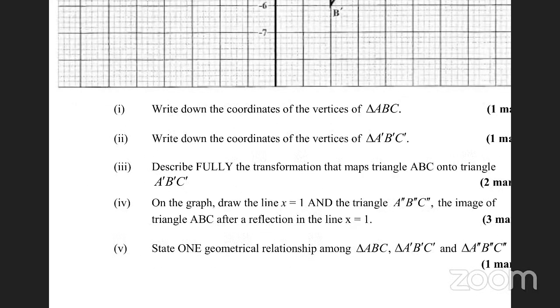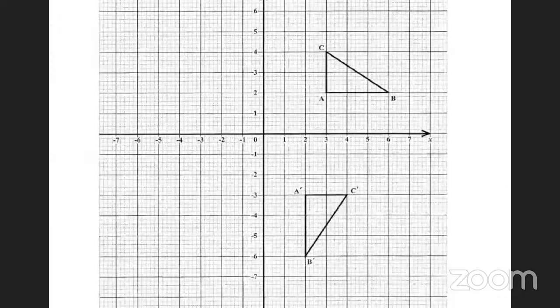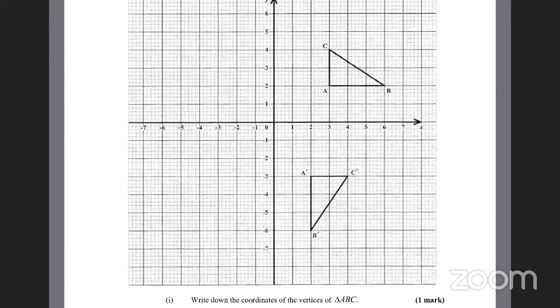The first thing I want you to do now is to describe fully the transformation that maps triangle ABC to A prime, B prime, C prime. Try it on your own. Use your diagram and try to describe it. Rule them out. Is it an enlargement? Is it a translation? Is it a reflection? If not, you know what it is. Describe it fully, please. By the way, you cannot assume that the center is 0, 0. You have to show it on your diagram.